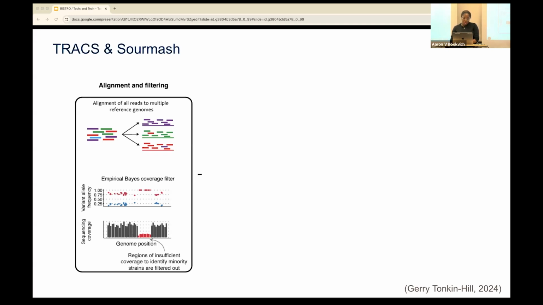And so this process within tracks rapidly narrows down the reference database to genomes that are most representative of the diversity present within the reads, really enabling tracks to align the full read set directly to these references without costly assembly or read binning.